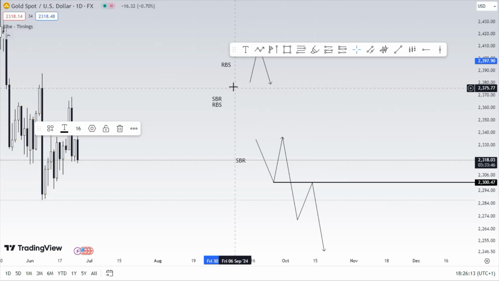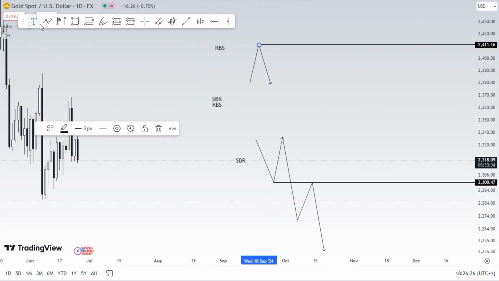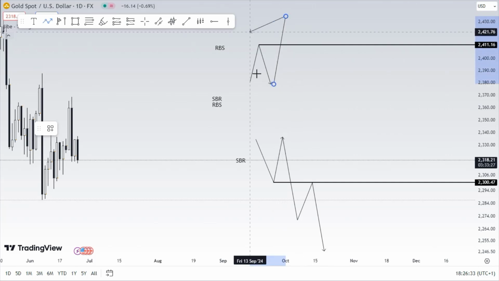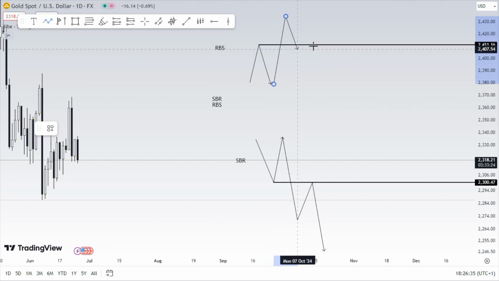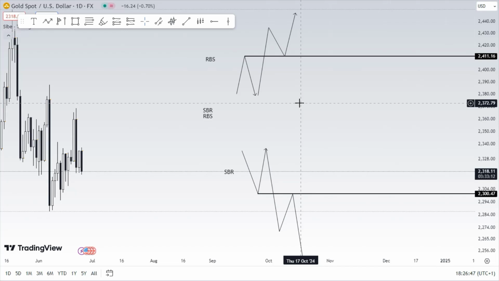And then the next one is RBS. With RBS, it just means resistance becomes support. So what do they mean by resistance becomes support? At a resistance level, ideally, you're looking to sell the markets. But what happens if your resistance level gets broken through like this? They would ideally view this as a new support level. So resistance becomes what? Support. And at support levels, what are you looking for? You're looking to buy.